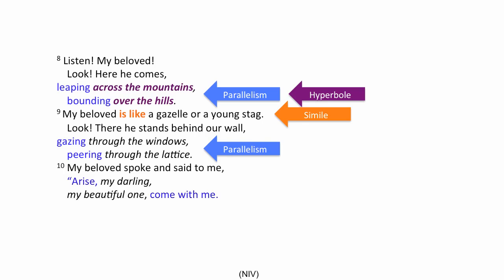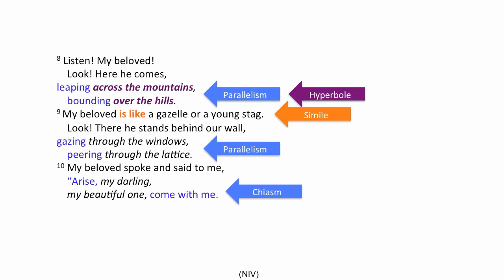And then in verse 10 we see arise is the same as come with me, my darling, my beautiful one. But we see it's a reverse parallelism, therefore it's a chiasm. So arise, come with me, and my darling is the last part of the sentence, which correlates with the first part of the next line, therefore it's a chiasm, a reverse parallelism.